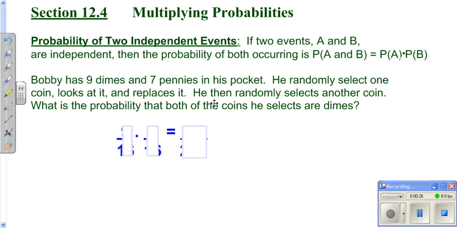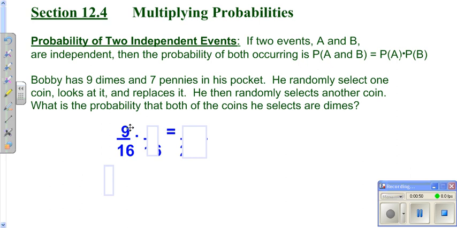Here, Bobby has 9 dimes and 7 pennies in his pocket. He selects a coin and replaces it. Then he selects another coin. What's the probability that both coins are dimes? Well, how many dimes does he have? He has 9, out of how many total coins? 16. So that's the probability on the first dime.